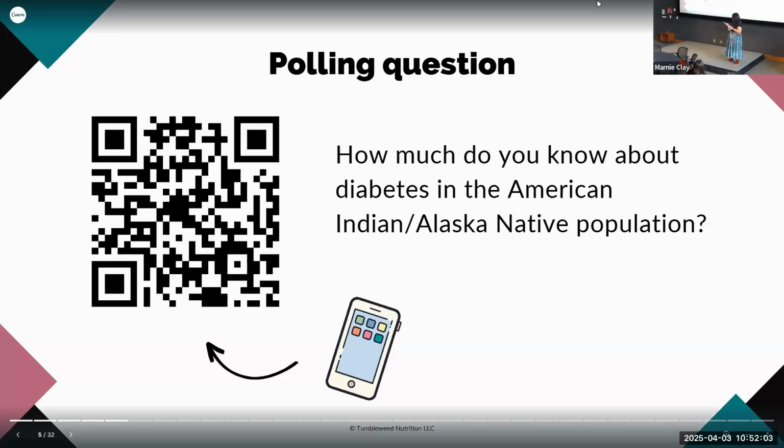Got 42, 43. Okay. If you're on Zoom, you can scan this QR code, but it was dropped in the chat box as well. We're at 48. We need 2 more people, 49.